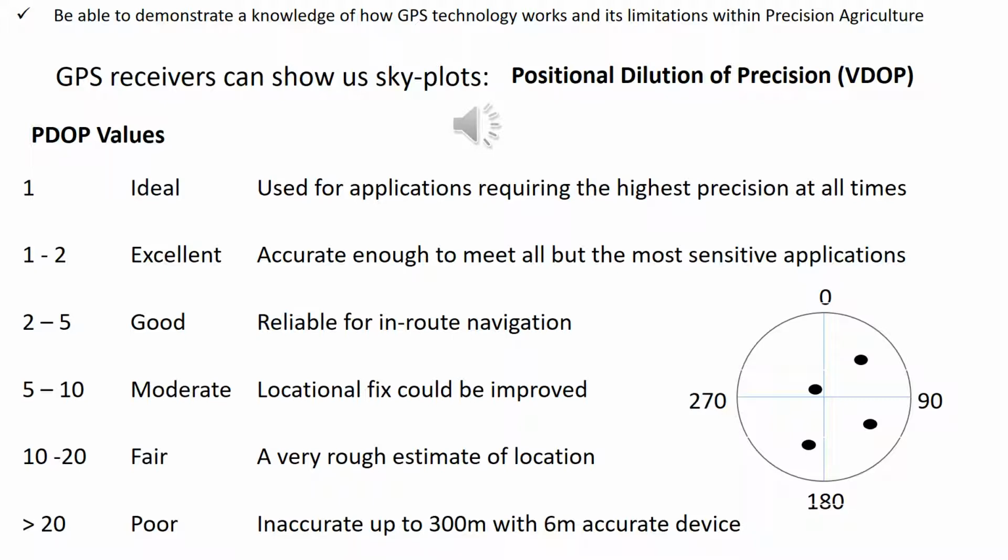1 to 2 is accurate enough. Anywhere from 1 to 5 we can use for handheld GPS units. Anything above 5 is not giving us a really good location. Anything above 10 probably shouldn't be used.